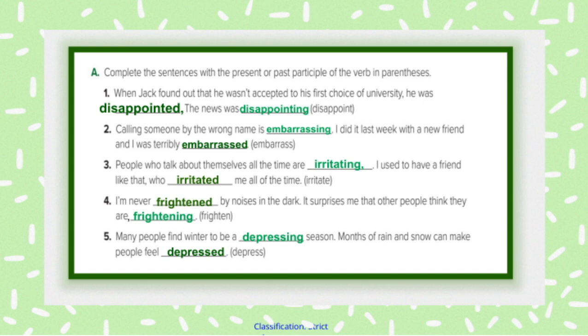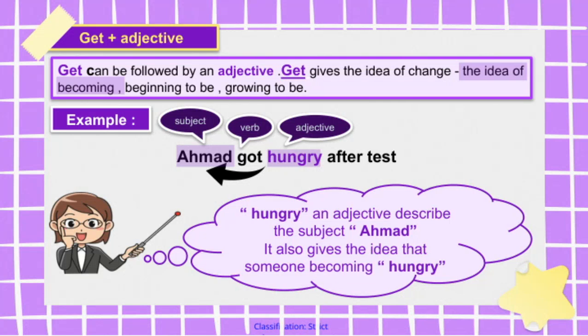Now let's look at the word hungry. It's an adjective that describes the subject, which in this case is Ahmad. When we say Ahmad is hungry, we're giving a clear picture of his state at that moment. It also illustrates an interesting idea, someone becoming hungry. This is where the verb get comes into play. Get can be followed by an adjective to express a change or a transition.